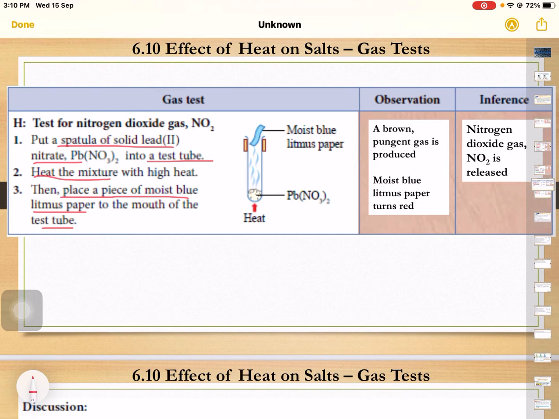observation yang kita akan dapat adalah a brown pungent gas is produced. Maksudnya nanti awak akan dapat gas yang berwarna perang. Kemudian the moist blue litmus paper turns red. Maksudnya gas yang terhasil itu bersifat acidic. Okay, so inference yang boleh dibuat adalah gas berwarna perang itu adalah nitrogen dioxide gas is released.